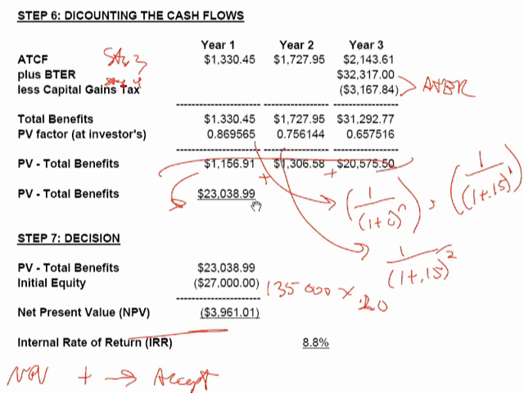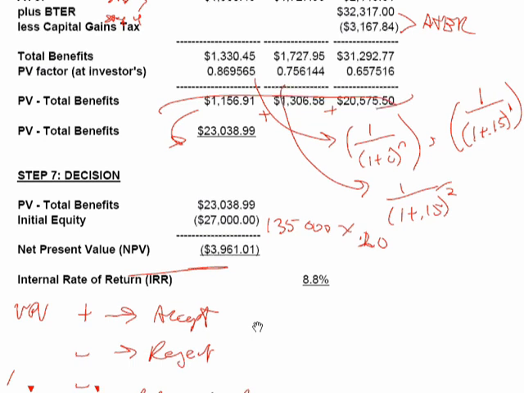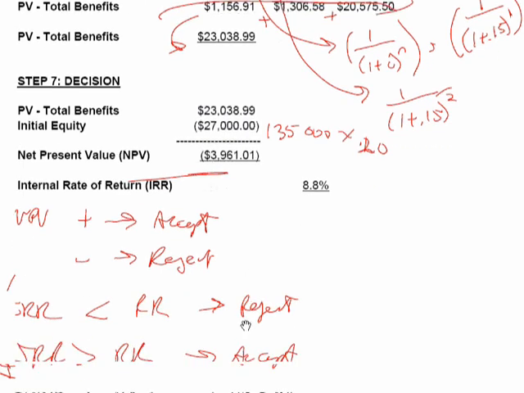Then, once you have that number, step 7 is the decision, and step 7 is just simple cost-benefit analysis. Okay, you look at the present value of the total benefits, and you look at the cost of the investment to the investor. And it's just cost-benefit analysis. So the present value of the total benefits is $23,038.99 from above.